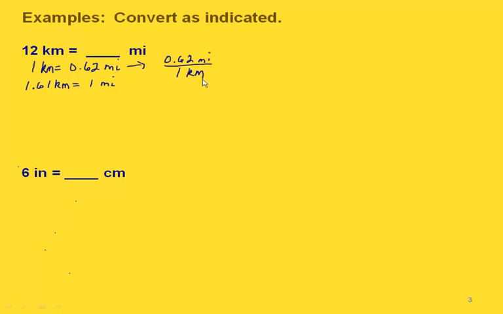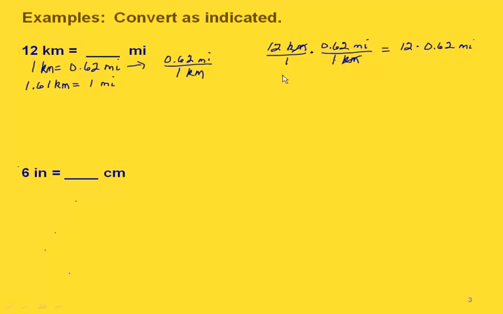bottom like this. So now we can take 12 kilometers, again, we're putting that over 1, times 62/100 of a mile over 1 kilometer. Now our kilometers cancel out, and again, with what we did here, we just have 1s on the bottom. So now we just have a multiplication problem. We could do it using this one. It would just mean that we would be dividing by a decimal, which is a little bit harder.